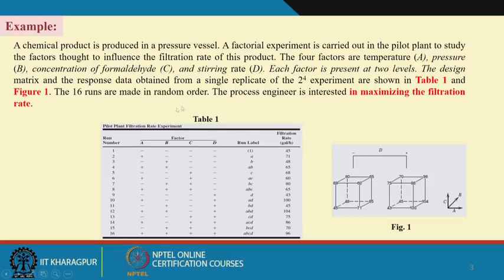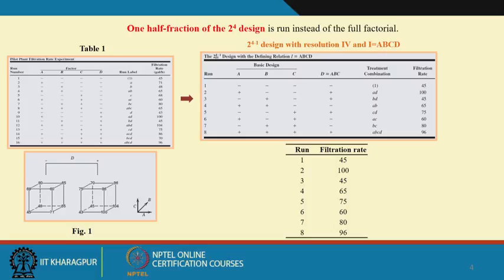So, here in table 1 we can see there are 4 factors A, B, C and D, the run levels and the treatment combinations, and their corresponding filtration rate, and this is the design. In this design we have to show how to conduct the fractional factorial design.